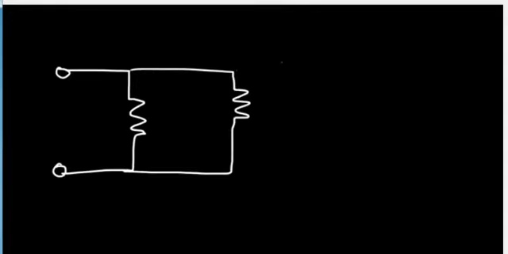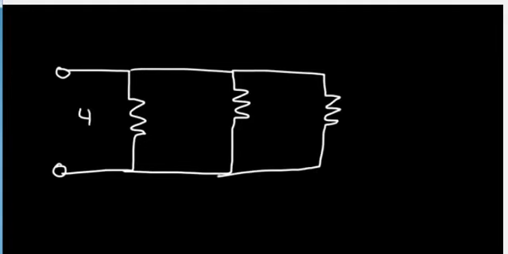One series resistance. This will be a parallel resistance. So there are three resistances connected in parallel: 4 ohm, 6 ohm and 8 ohm. How to calculate the equivalent resistance?